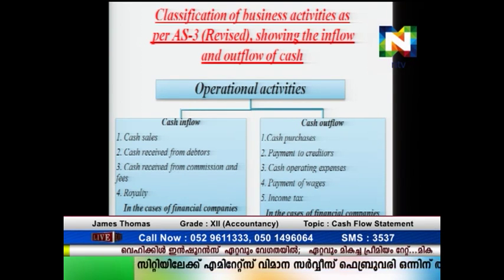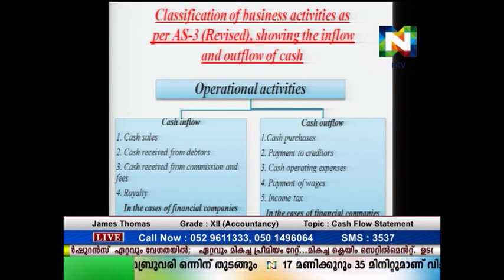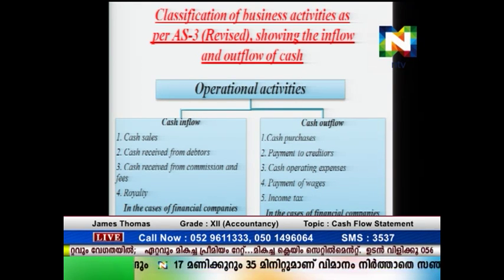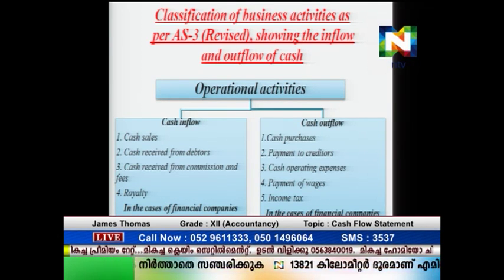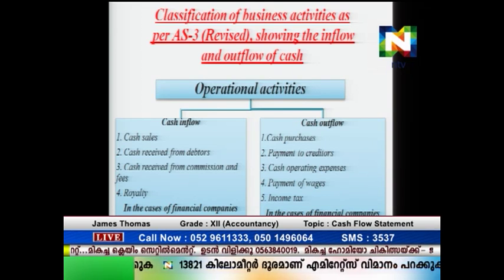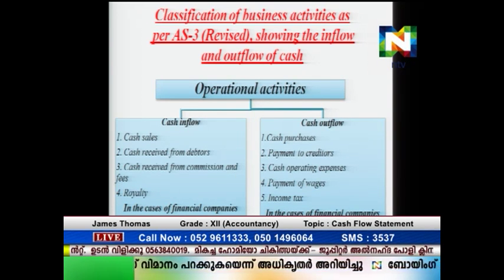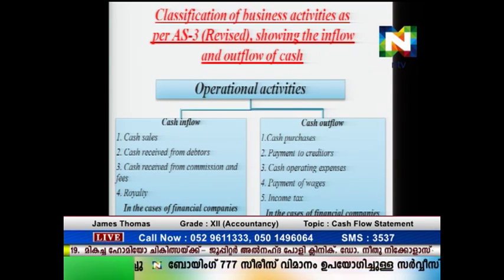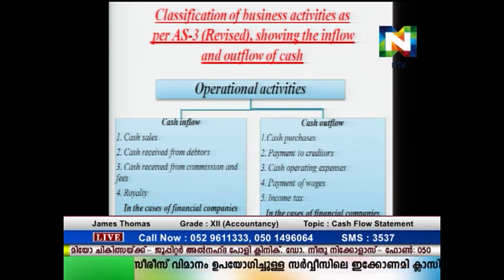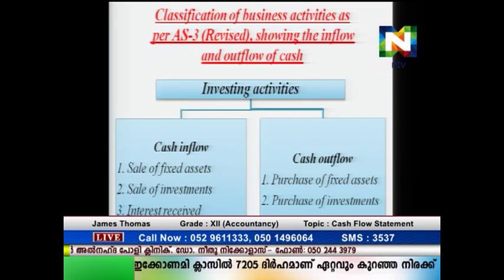So you can see cash sales, cash received from debtors, cash received from commission, fees and royalties, and also the outflows: cash purchases, payments to creditors, cash operating expenses, and the payment of wages and income taxes. So these are the items which come under operating activities.